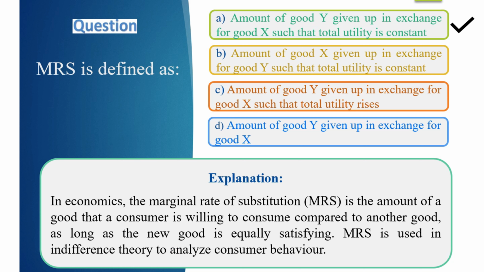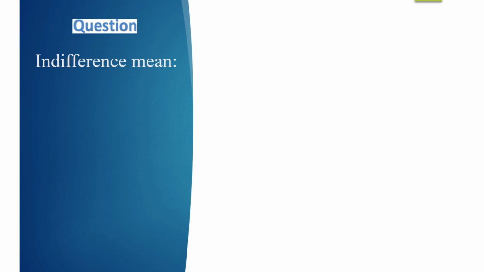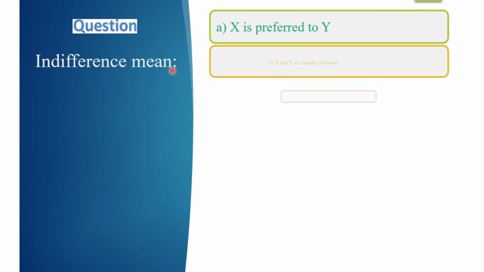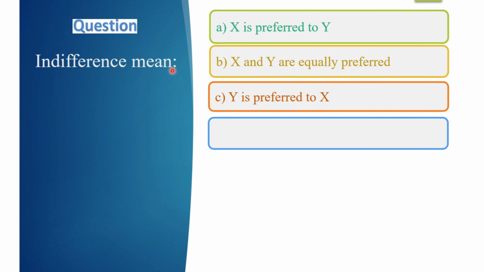Our next question is from indifference, which is also very important from our economics point of view. And the question is, indifference means: option 1, X is preferred to Y. Option 2, X and Y are generally preferred. Option 3, Y is preferred to X. Or option 4, none of the above. And the correct answer for this question is option B, X and Y are equally preferred.